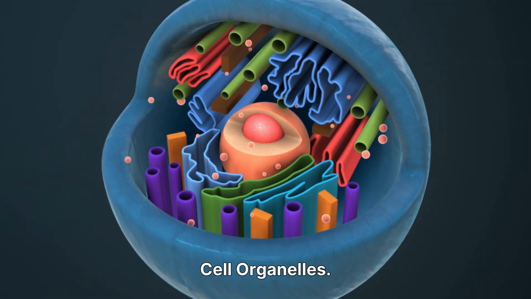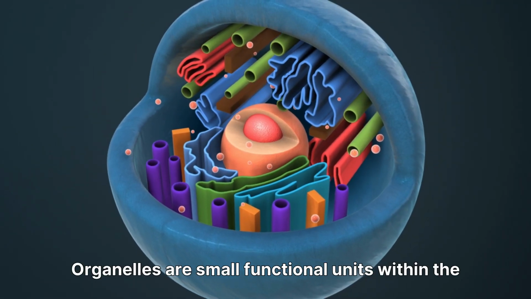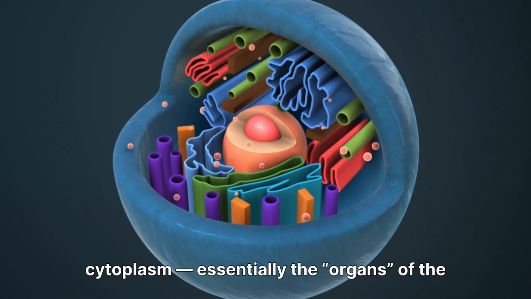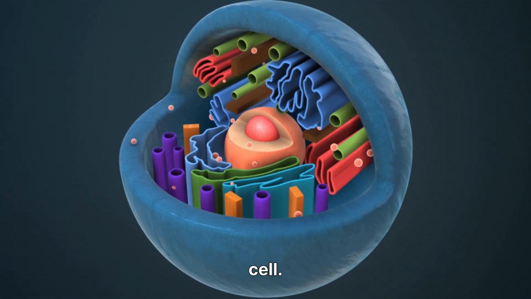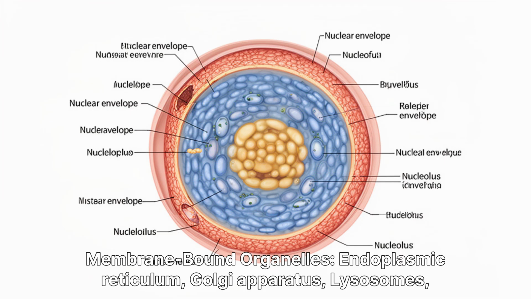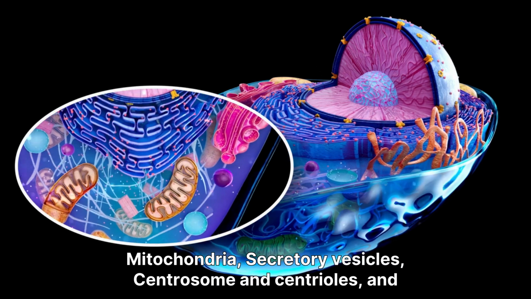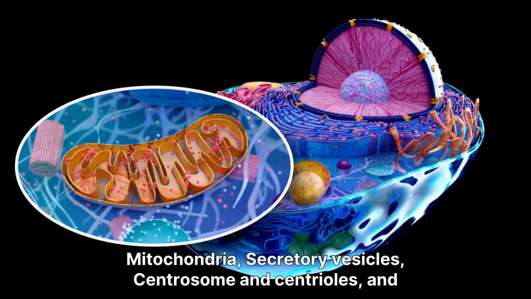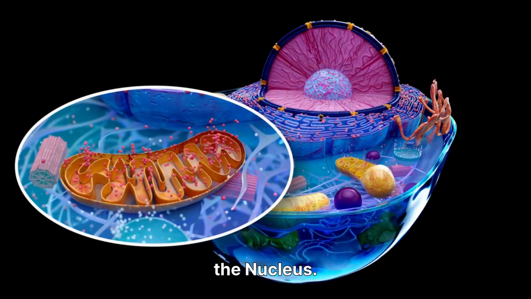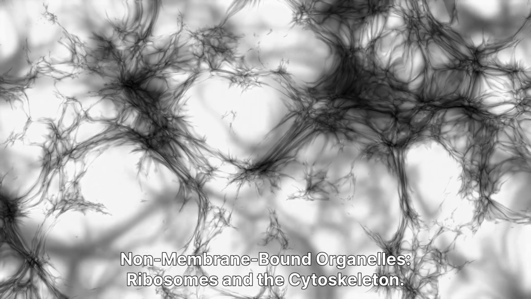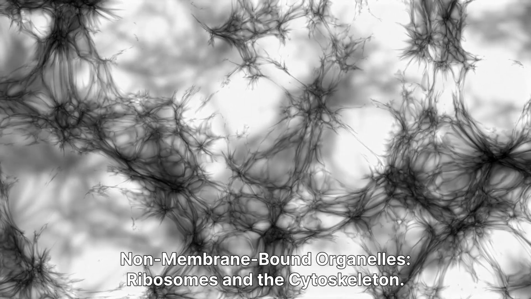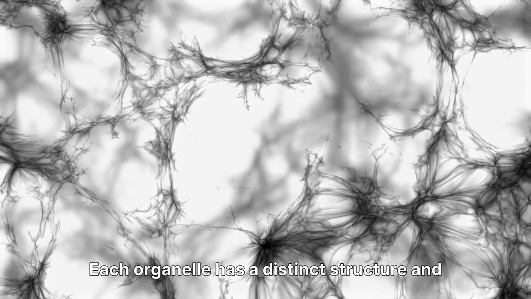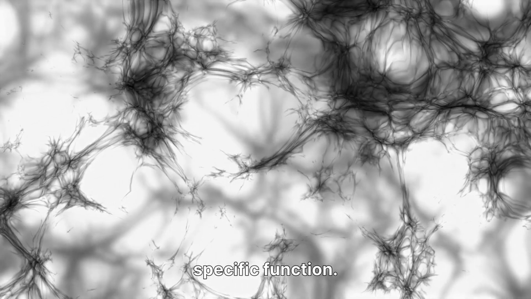nucleus. Cell organelles. Organelles are small functional units within the cytoplasm, essentially the organs of the cell. Membrane-bound organelles: endoplasmic reticulum, Golgi apparatus, lysosomes, and peroxisomes. Mitochondria, secretory vesicles, centrosome and centrioles, and the nucleus. Non-membrane-bound organelles: ribosomes and the cytoskeleton. Each organelle has a distinct structure and specific function.